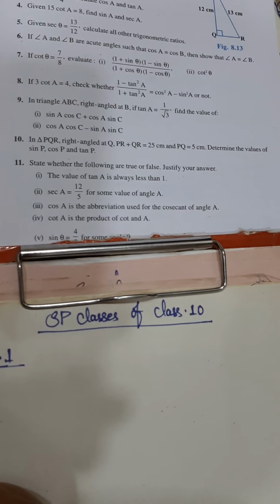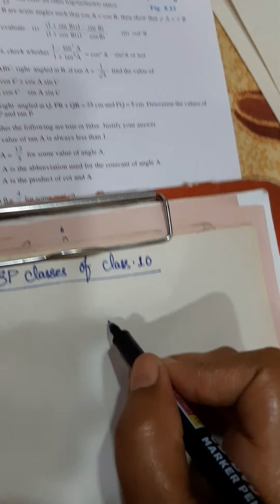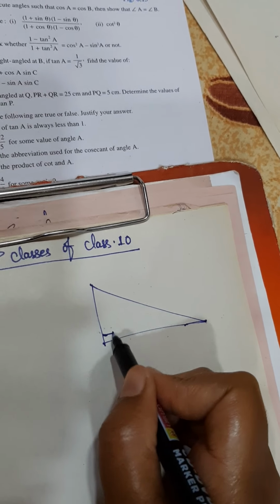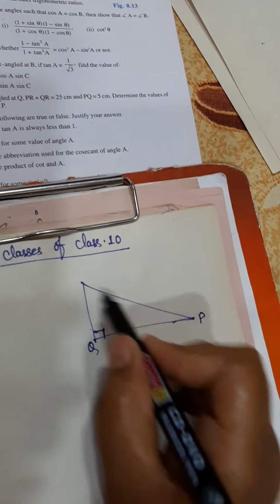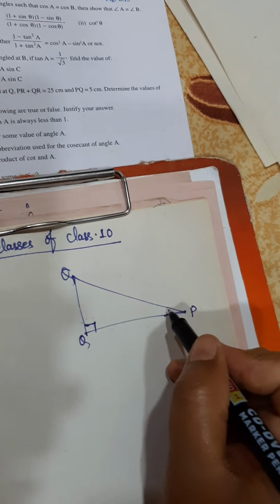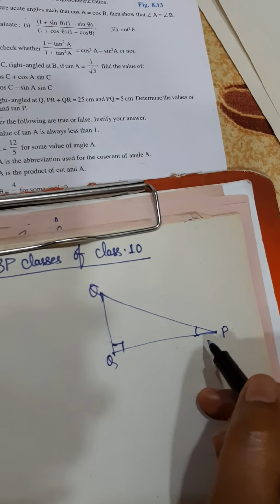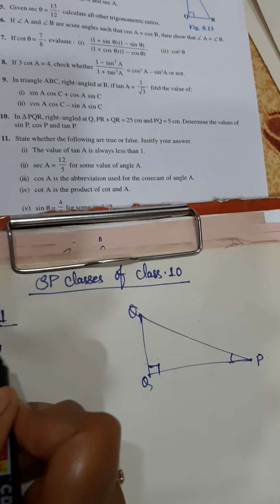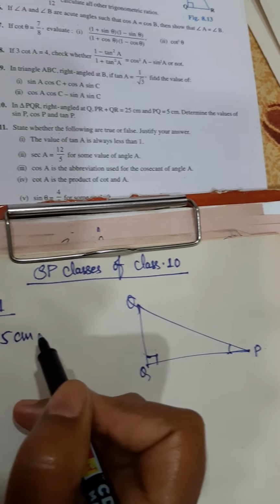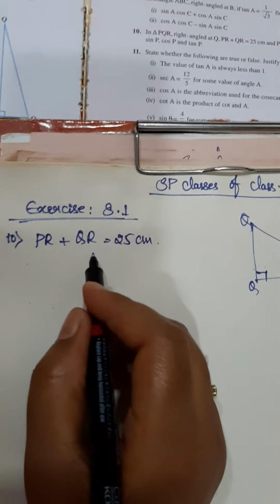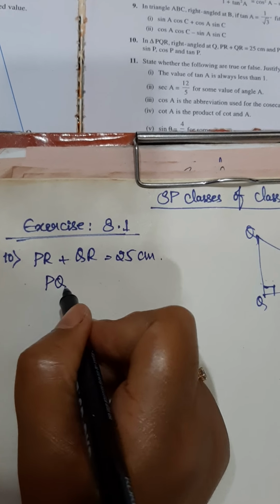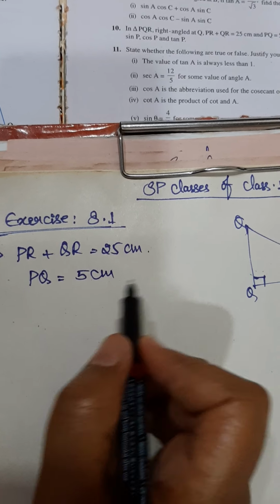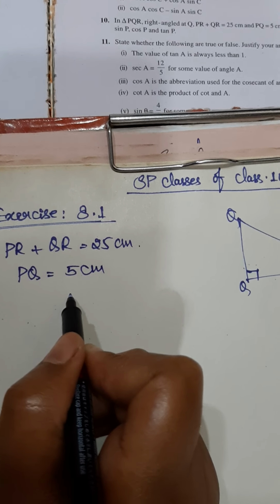In triangle PQR, right angled at Q. In one triangle they have given, that is a right angle triangle at Q. So triangle PQR they have given. PR plus QR is equal to 25 centimeter they have given. PQ is equal to 5 centimeter. So determine the values of sin P, cos P and tan P.